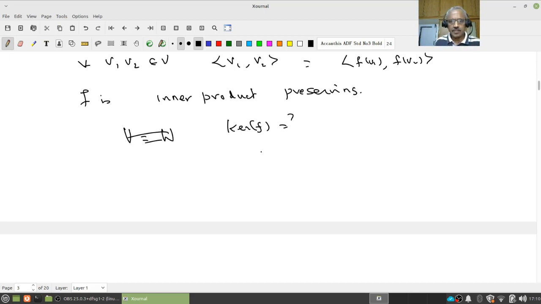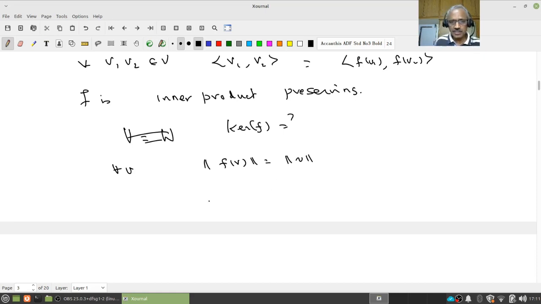But first notice that whenever the inner product of V1 and V2 equals the inner product of f of V1 and f of V2, it follows that the length of f of V equals the length of V for every V. Because take V1 equal to V2, therefore the norm squared of V1 is the same as the norm squared of f of V1, and hence this equality holds. Therefore the length must be preserved.